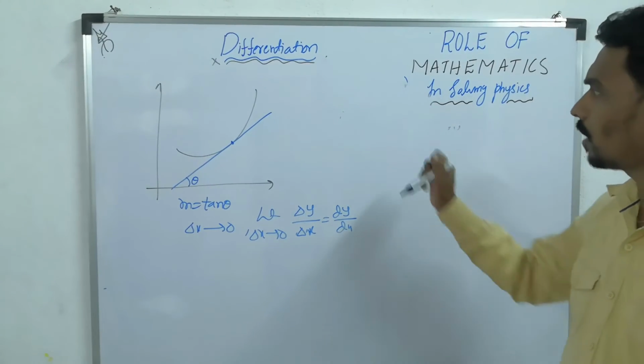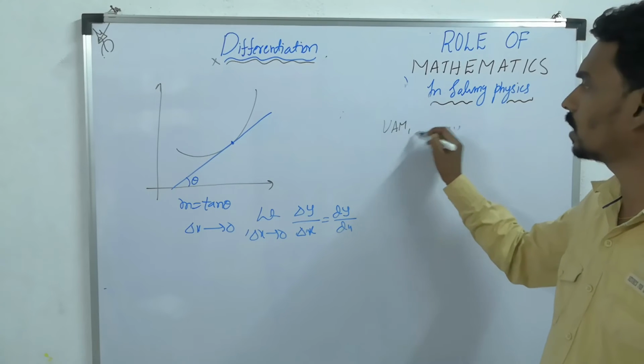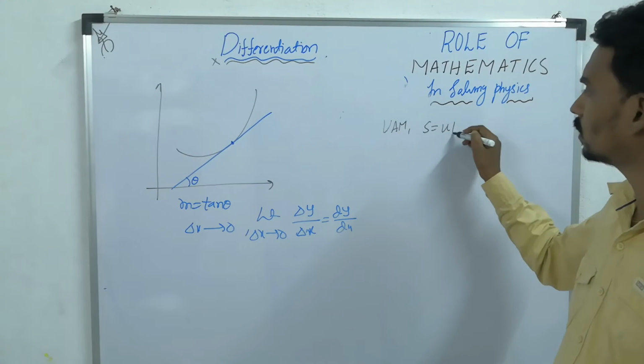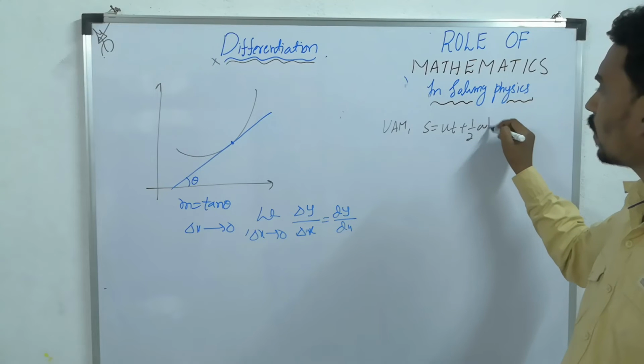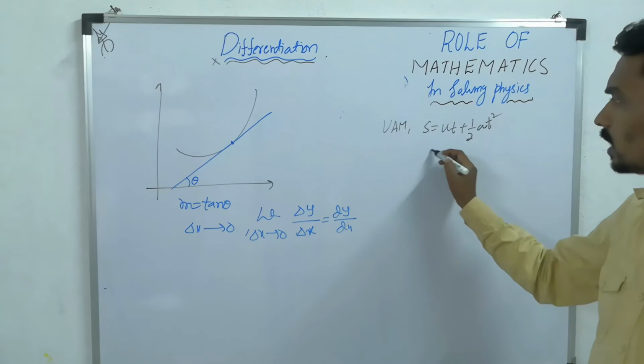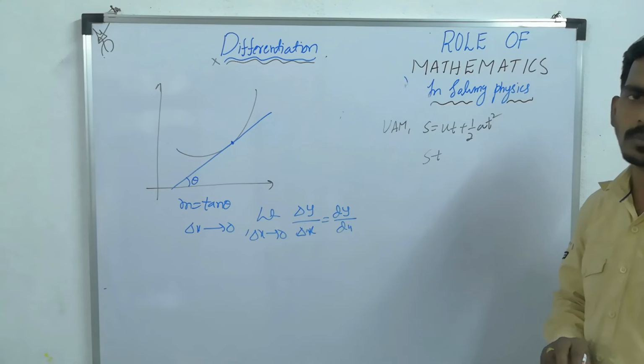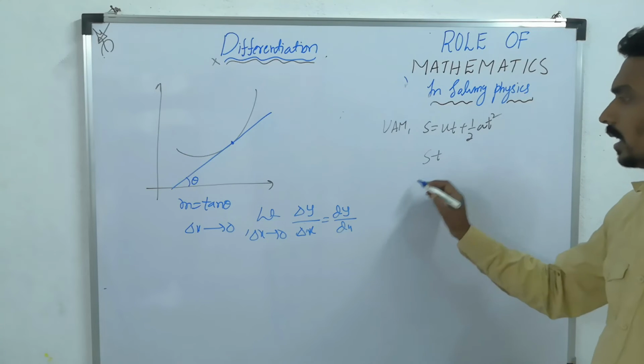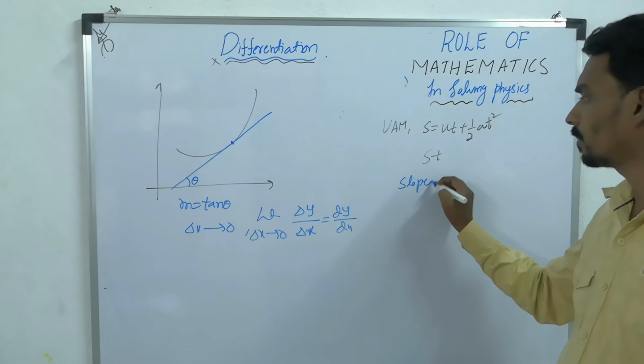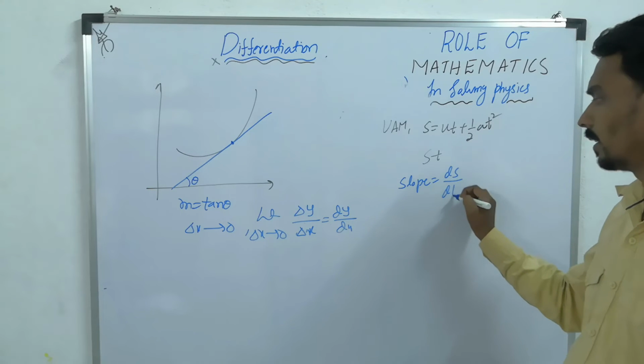Consider uniformly accelerated motion. What is the displacement equation? s = ut + ½at². What will the s-t graph become? Here it is t to the power 2, so it is a parabolic, curved graph. Then the slope is ds/dt.